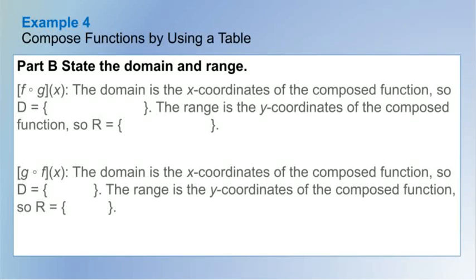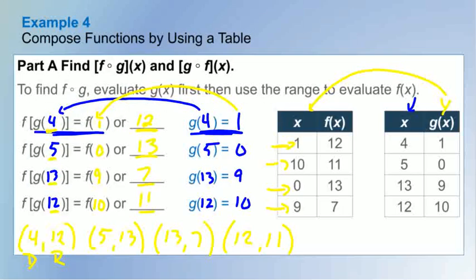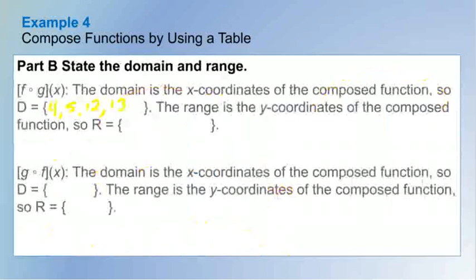So the domain of f of g was 4, 5, 12, and 13. And then our range is 12, 13, 7, and 11. So we put those in order. We would have 7, 11, 12, and 13.